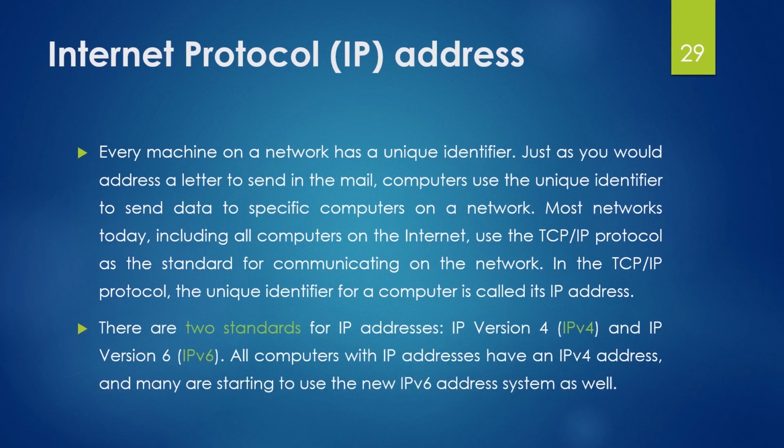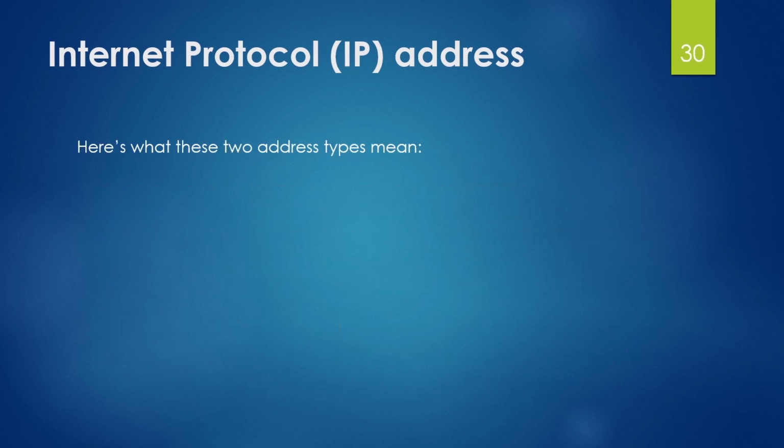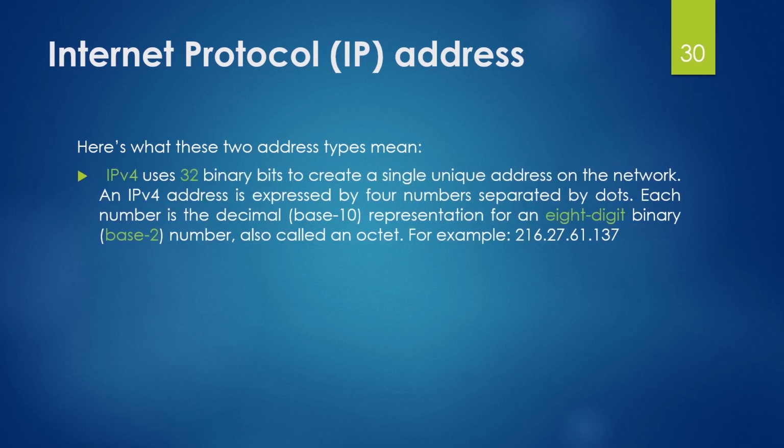There are two standards for IP addresses. The first one is IP version 4, also known as IPv4, and the second is IP version 6, also known as IPv6. All computers with IP addresses have an IPv4 address, and many are starting to use a new IPv6 address system as well. Here's what these two address types mean. IPv4 uses 32 bits to create a single unique address on the network. An IPv4 address is expressed by 4 numbers separated by dots.